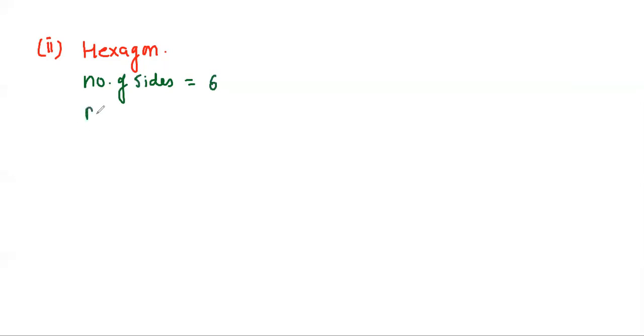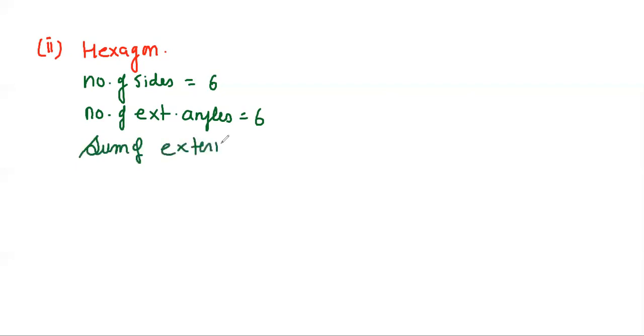Number of exterior angles. How many will come? How many sides are there? 6. Therefore, the sum of exterior angles is equal to 360 degrees. We all know that the sum of exterior angles of any figure will be 360 only.